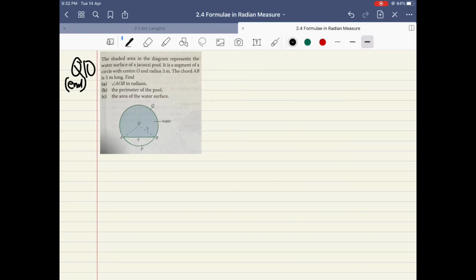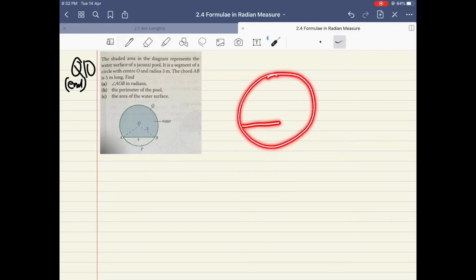Okay, this is the very last question before I will set you your work via ClassCake. This is question 10 of this exercise 2.4. This diagram shows the water surface of a jacuzzi pool is a segment. If you remember what a segment is, let me just draw for you. Segment means that you have a chord like this. You cut this. This area that I'm coloring is the major segment. This area here is the minor segment.